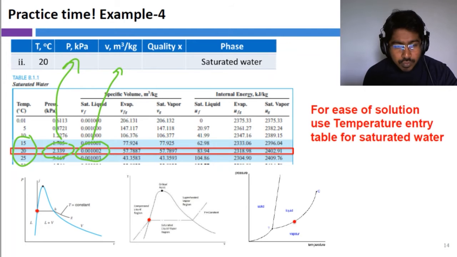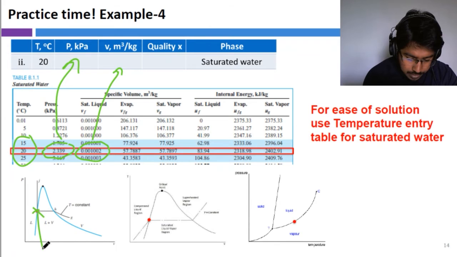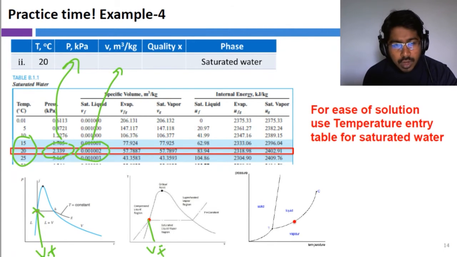Because it says saturated water. I already mentioned that it should be saturated liquid for better understanding. If it is saturated liquid, then VF is going to be this value. VF is the specific volume on the saturated liquid line. So in this case, that's what we are looking for. Did I answer you, Christopher?